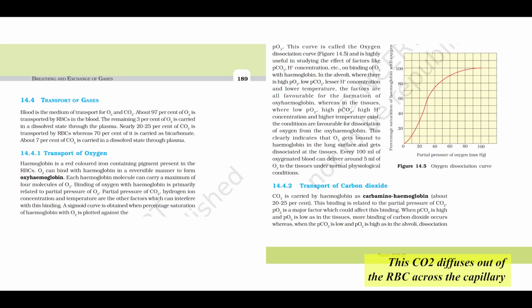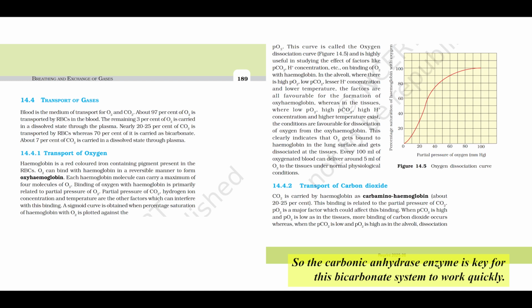The CO2 diffuses out of the RBC, across the capillary and alveolar walls, and into the alveolar air to be exhaled. So the carbonic anhydrase enzyme is key for this bicarbonate system to work quickly. Absolutely critical. Without it, the reaction would be far too slow to handle the amount of CO2 we produce. This bicarbonate system is brilliant because it transports huge amounts of CO2 while also acting as a vital blood buffer, managing pH.